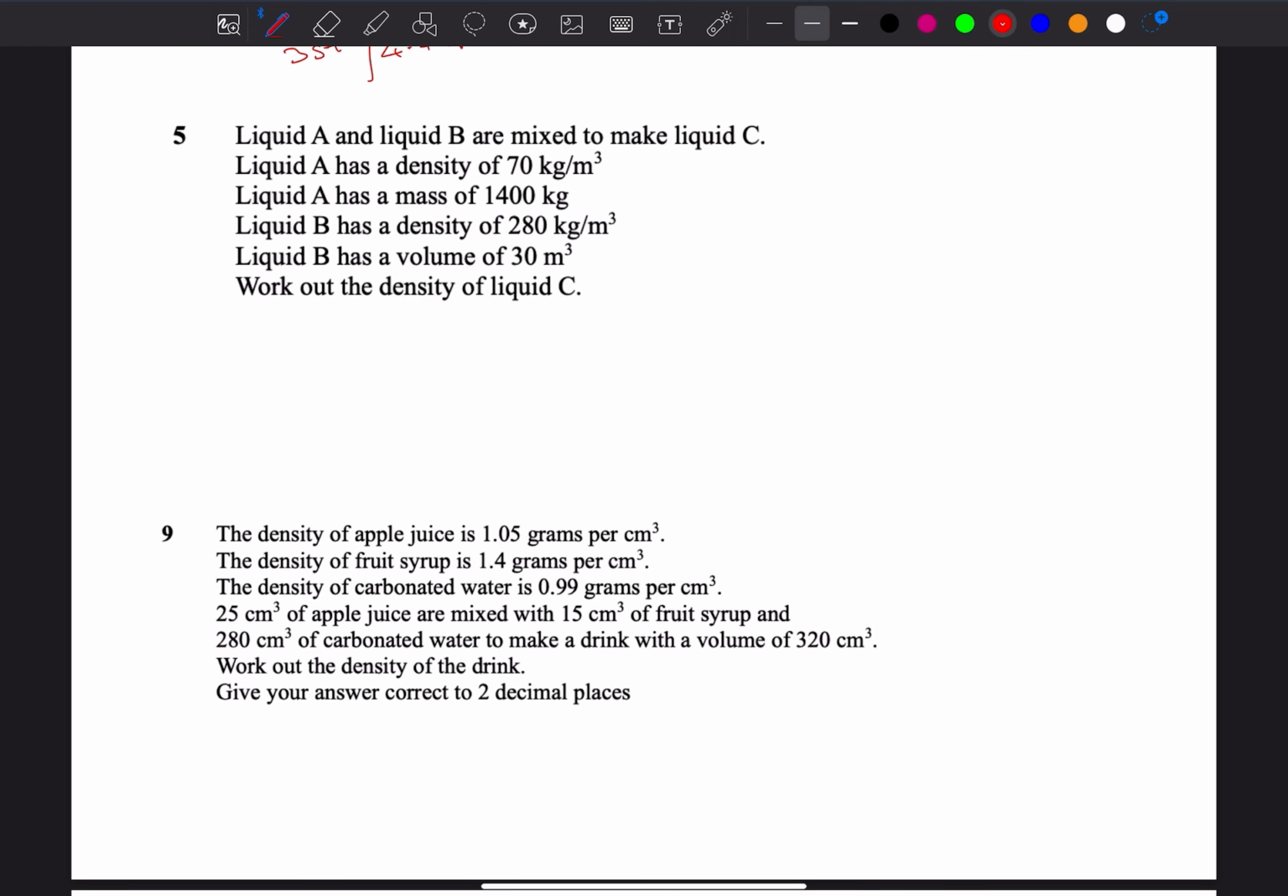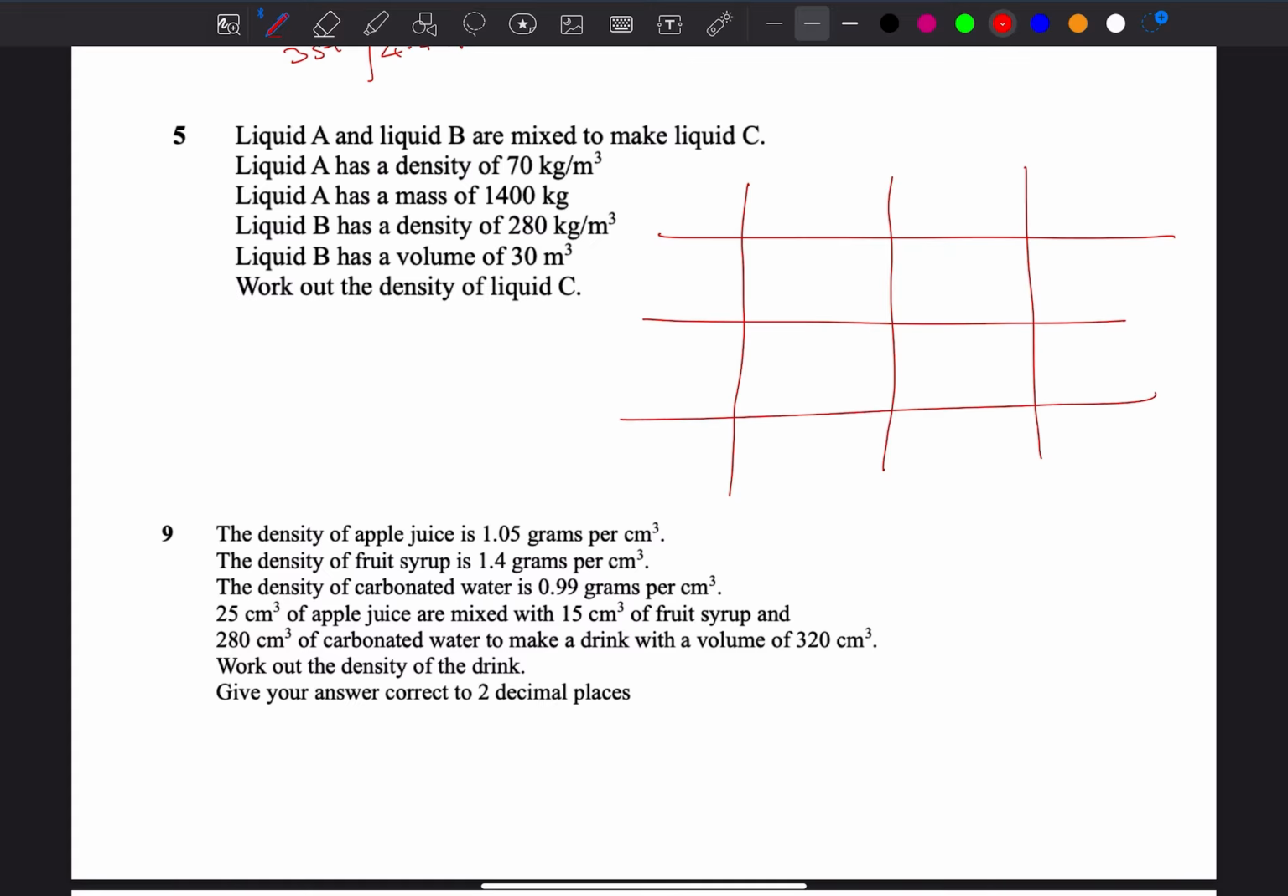So what's this? This would be your density questions. Simple. So you go A, B, C. I'm going to put mass, volume, density. You should know that density is mass divided by volume. Mass is density times volume. Volume is mass over density. You should know the formula inside out.